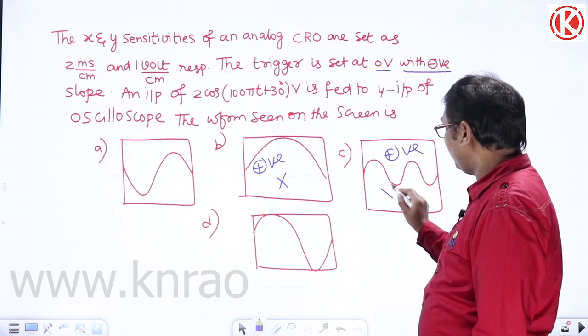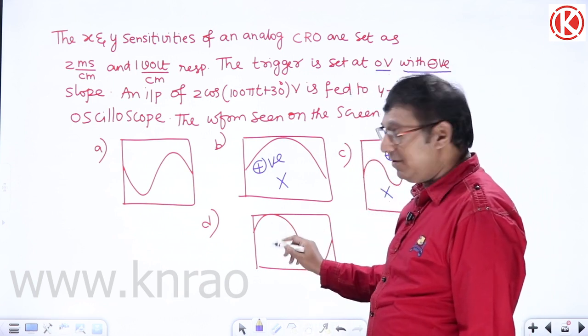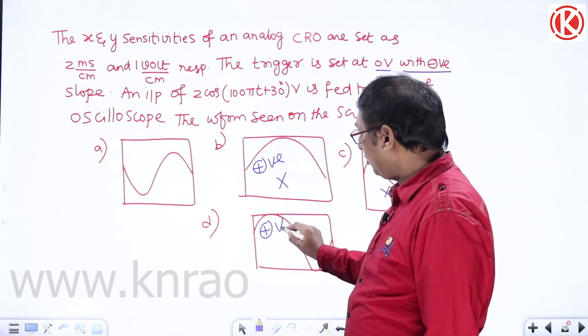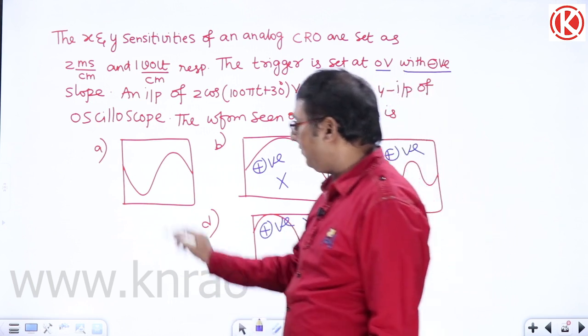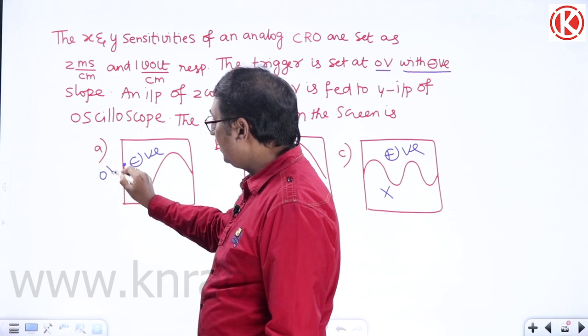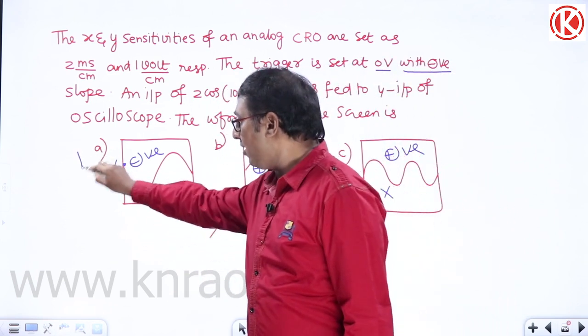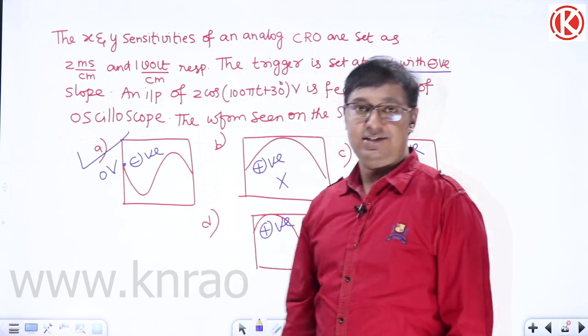Yes, even this is not our answer. This one, sir, is not starting from 0. Positive slope. This is not our answer. If you observe, this is having negative slope and it is starting from 0 volts. Since we have only one option with negative slope, option A is correct.